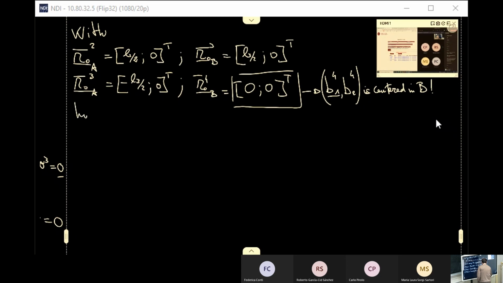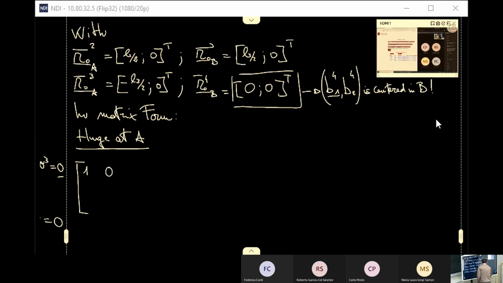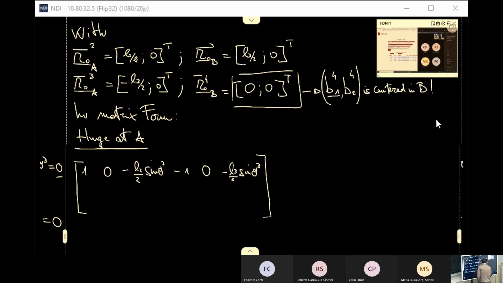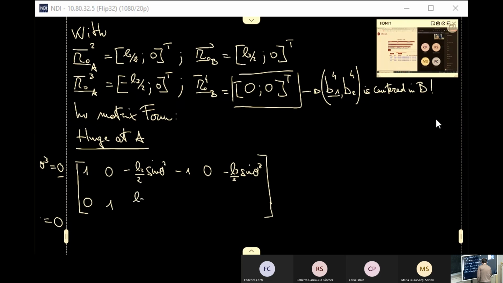So in matrix form, again, the hinge at A is: 1, 0, minus L2 divided by 2 sine of theta 2, minus 1, 0, minus L3 divided by 2 sine of theta 3. Here we have 0, 1, L2 divided by 2.